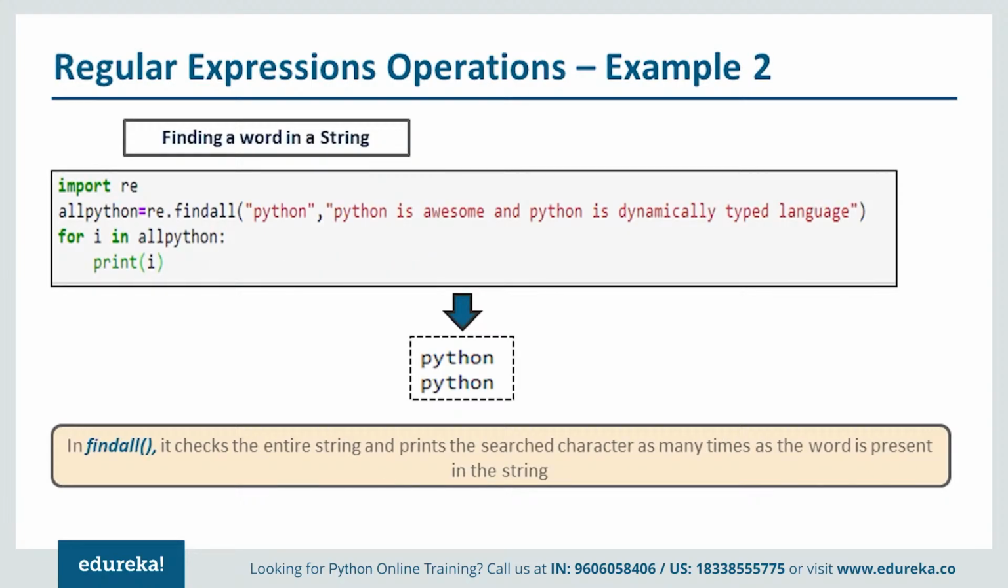Second example: here we are trying to find all the occurrences of a word in a string. In the previous one we had only one occurrence, but if you see the string value here, we have two occurrences of Python.